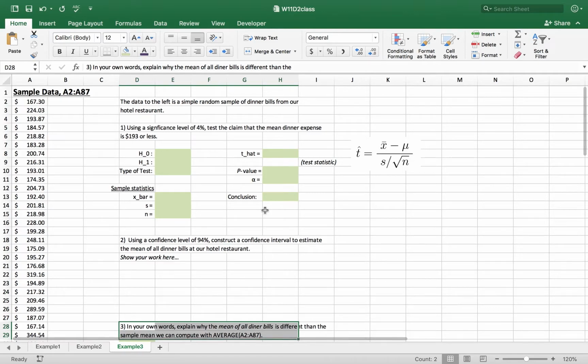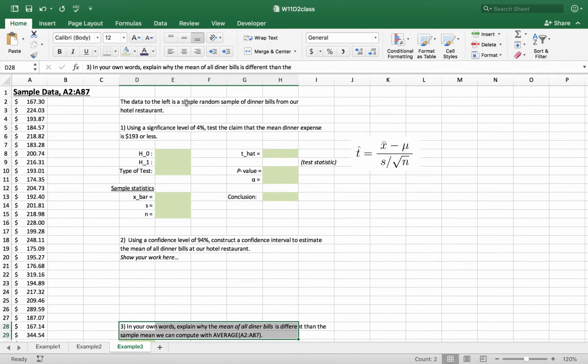Now, at this point, you've seen quite a few examples of hypothesis testing and confidence intervals. So I think it's a great idea to just pause the video and actually try to do questions 1, 2, and 3 before seeing the solution. All right, here's our solution.